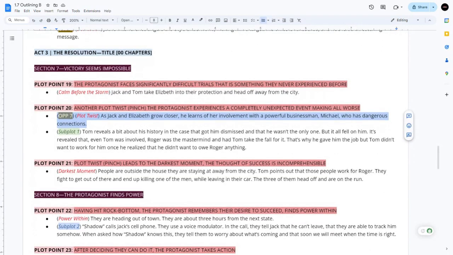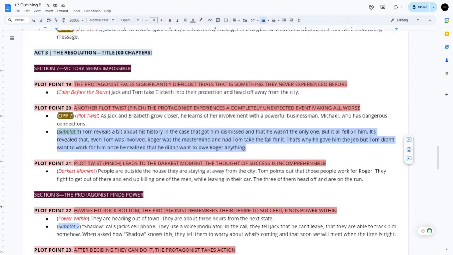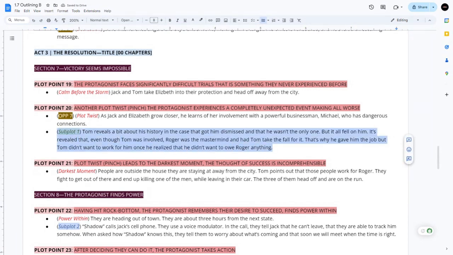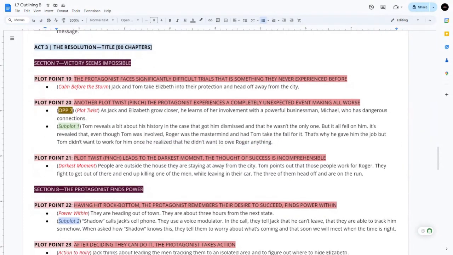He learns that Elizabeth has learned about her involvement with the powerful businessman, Michael. Tom reveals a bit of his history, right? In the case that got him dismissed, he wasn't the only one involved, but it all fell on him. What do we learn? It's revealed that even though Tom was involved, Roger was the mastermind and had Tom take the fall for it. That's why he gave him the job, but Tom didn't want to work for him once he realized he didn't want to owe Roger anything. So now it's getting a little cryptic here, right?